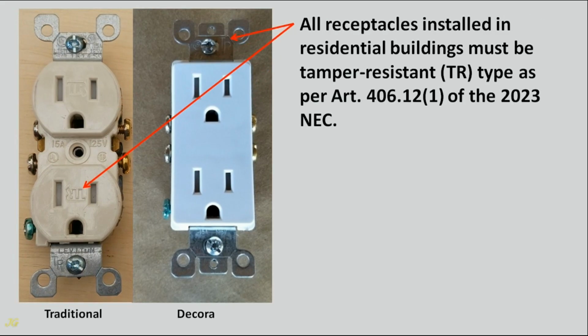All receptacles installed in residential buildings must be tamper-resistant (TR) type, as per Article 406.12(1) of the 2023 NEC.